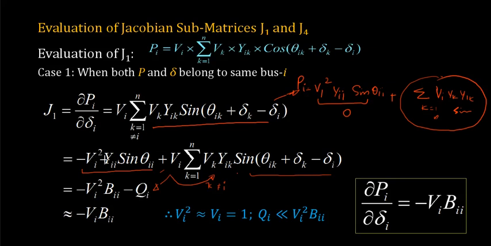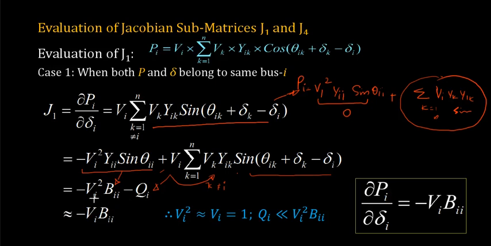So this is minus Qi, and we can say that this is minus Vi squared Bii, since Yii sin theta ii is Bii. So this is minus Vi squared Bii minus Qi. And as we know, Vi squared Bii is much greater than Qi, so Qi can be neglected. And the magnitude of Vi squared is almost equal to Vi because everything is equal to 1. So we can write minus Vi Bii. So dou Pi by dou delta I will be minus Vi into Bii.